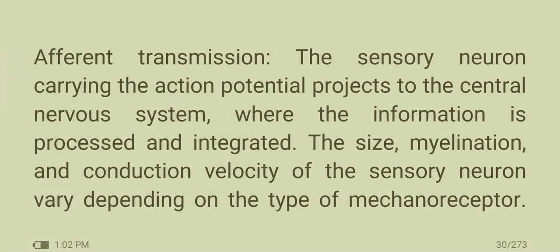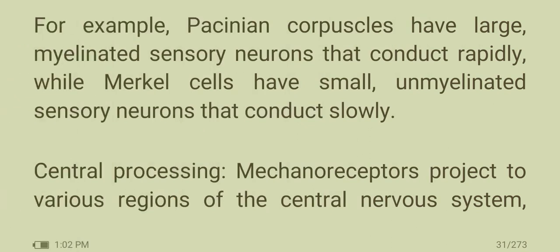So afferent transmission is the next process. The sensory neuron carrying the action potential projects to the central nervous system, where the information is processed and integrated. The size, myelination and conduction velocity of the sensory neuron vary depending on the type of mechanoreceptor. For example, Pacinian corpuscles have large myelinated sensory neurons that conduct rapidly, while Merkel's cells have small unmyelinated sensory neurons that conduct slowly.